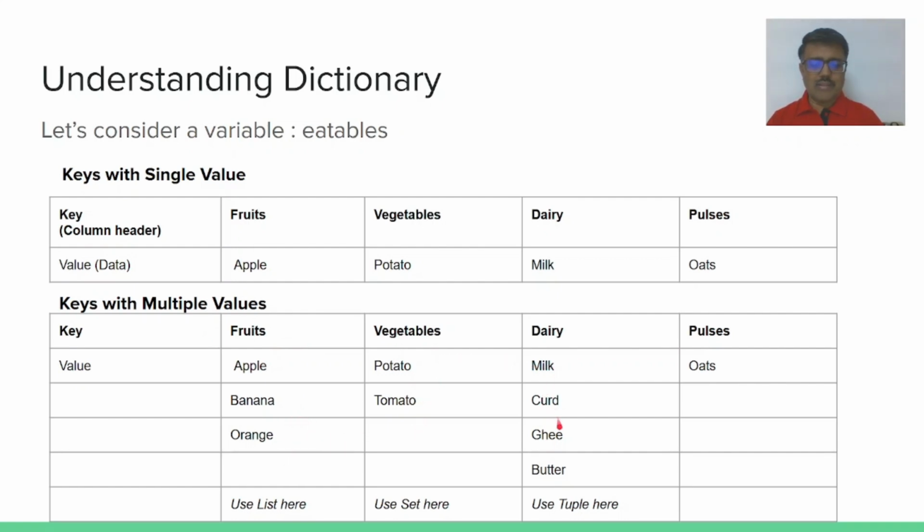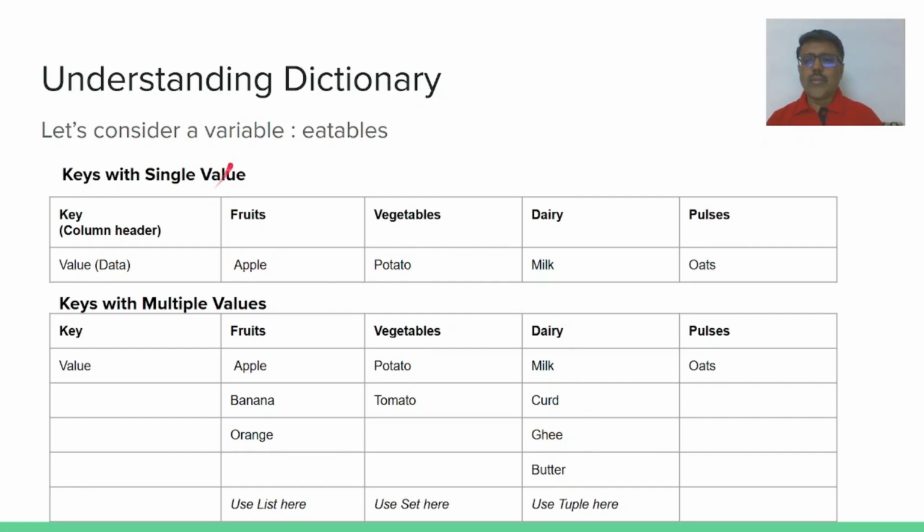Interestingly, we all learnt about list, set, and tuple in the previous sessions, right? So in a single dictionary, you can have this key value pair as a list, or it can be a set, or it can be a tuple. Also, we can see it here. Let's try to understand these things with an example.